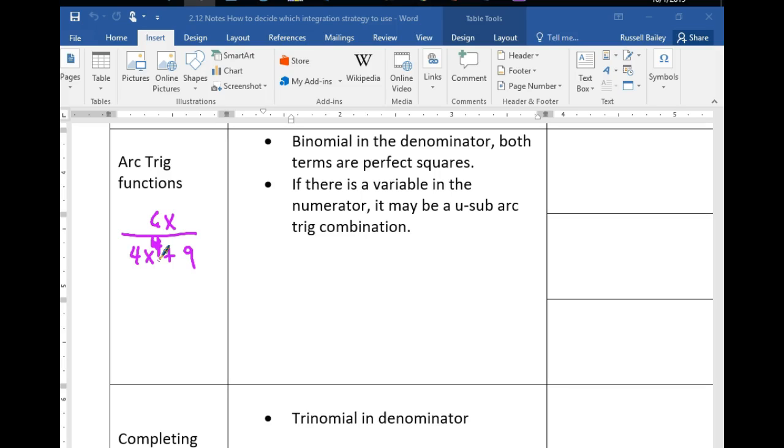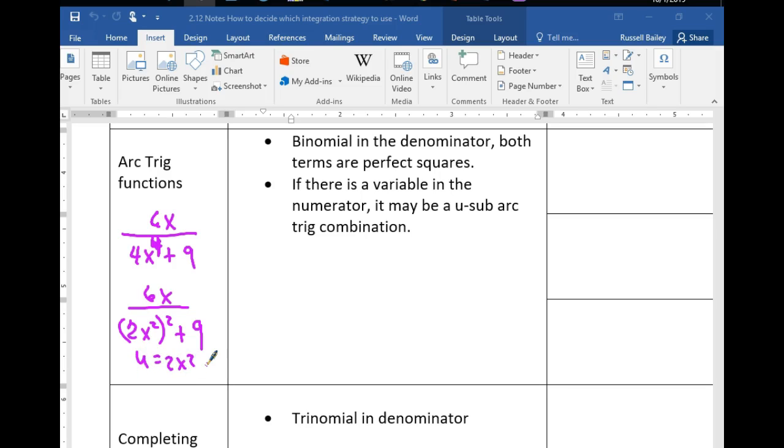But I do have perfect squares, right? So that's a ding ding for arc trig functions. The issue here though is that it's a 4. So we talked about those though. What you do is you rewrite them as squares, and you do a u sub.